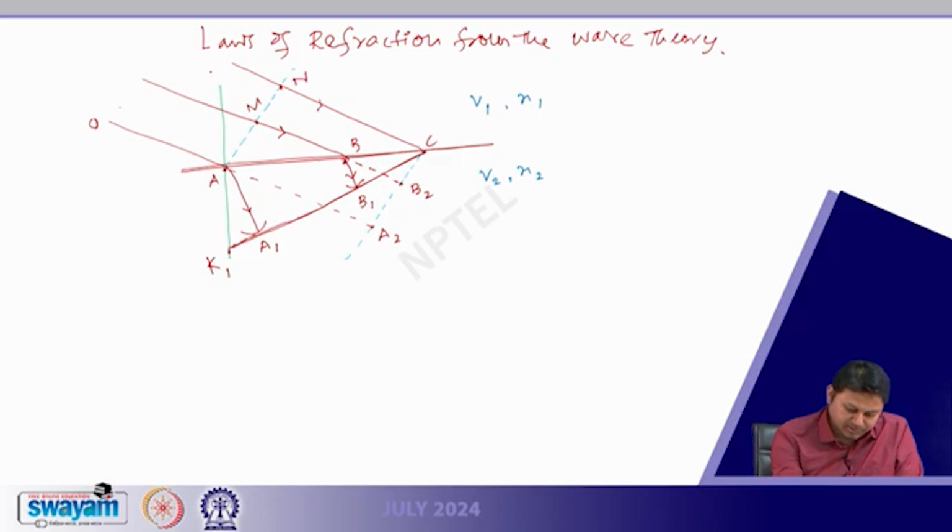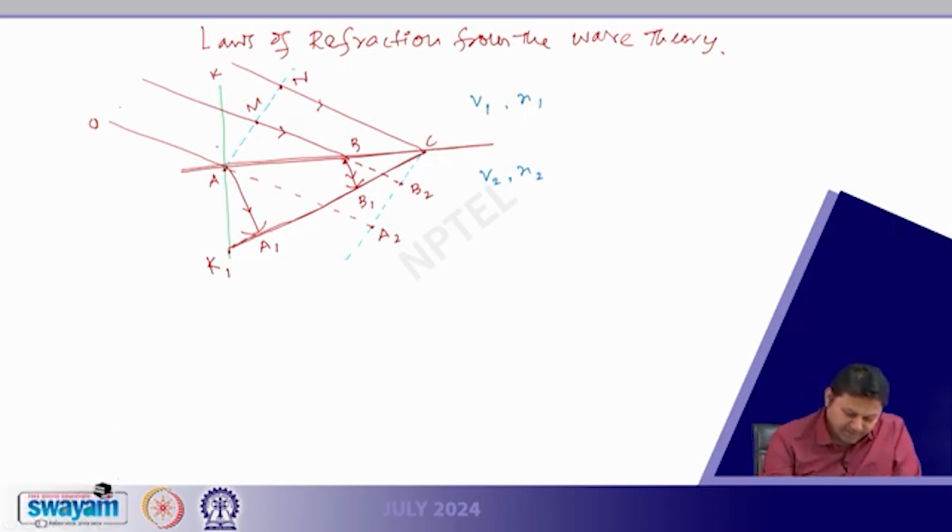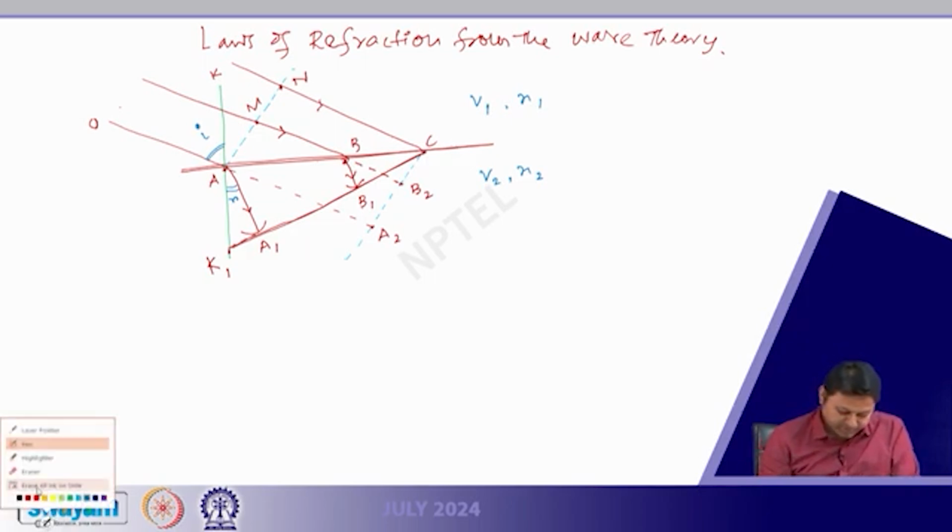K1, and this is K, say. So, what is the incident angle? Let us define this first. The incident angle here is this I. This is the incident angle, and this angle is the refracted angle R. Okay. So, now let us start with our treatment.